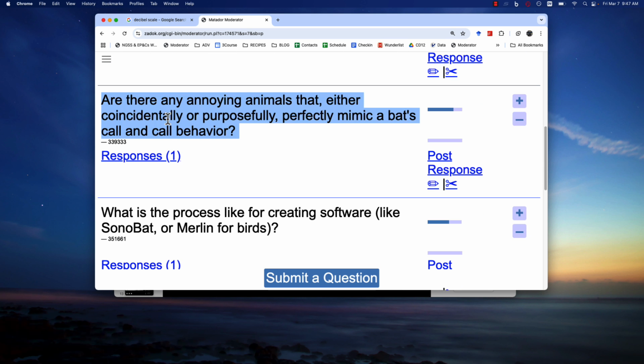The last question we're going to address today is, are there any annoying animals that either coincidentally or purposefully perfectly mimic a bat's call and call behavior? Well, we saw that the katydids are not at all a perfect mimic to a bat's call because they create these constant drones of noises at bat-like frequencies, but they are overlapping in frequency, and that's really important.